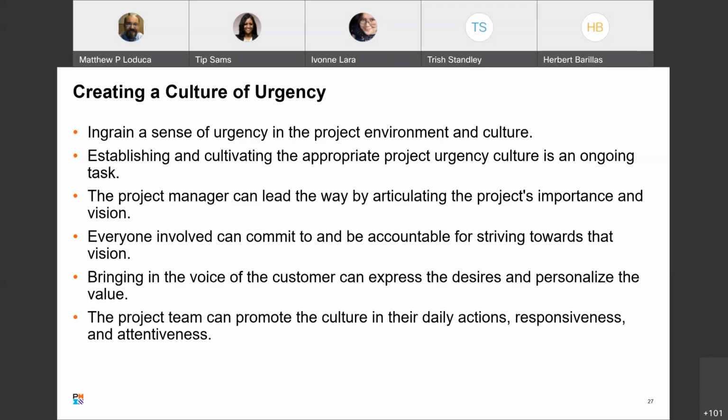The project team can promote the culture in their daily actions, responsiveness, and attentiveness. So again, you're out there daily making sure that they're aware that we have this culture of urgency that we need. Any questions on this one? I don't know how these questions will look on the exam, but expect them. I know there's a lot of Agile stuff on there.